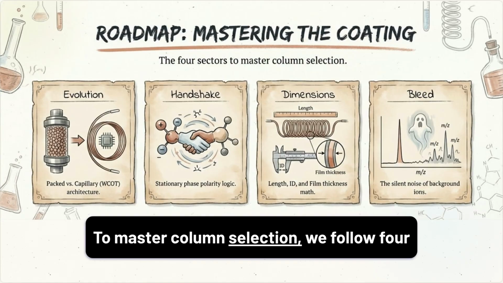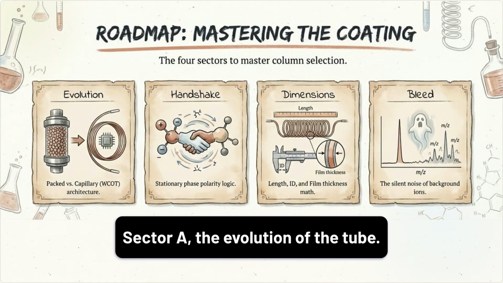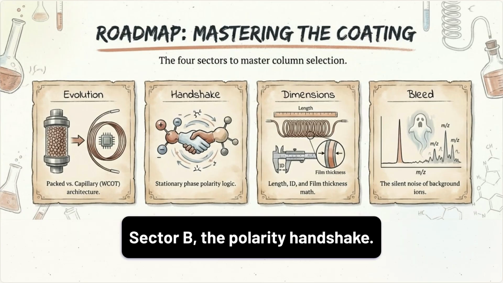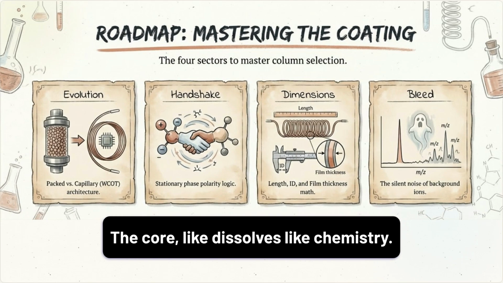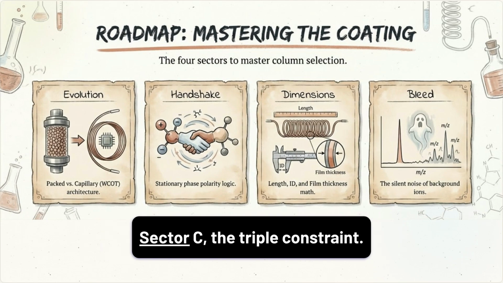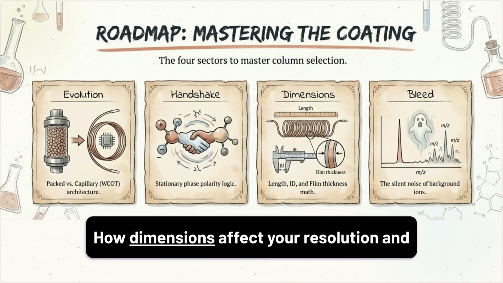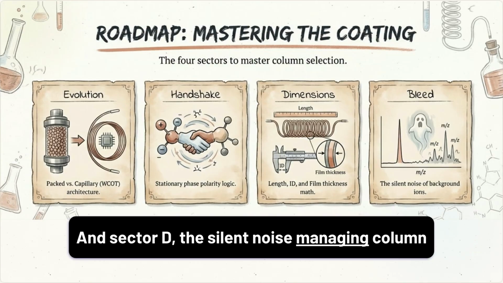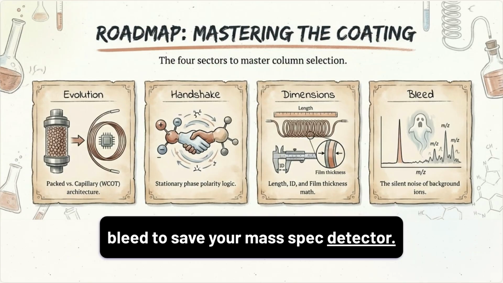To master column selection, we follow 4 sectors. Sector A, the evolution of the tube, understanding why we moved from packed to capillary. Sector B, the polarity handshake. The core, like dissolves like chemistry. Sector C, the triple constraint, how dimensions affect your resolution and runtime. And Sector D, the silent noise, managing column bleed to save your mass spec detector.